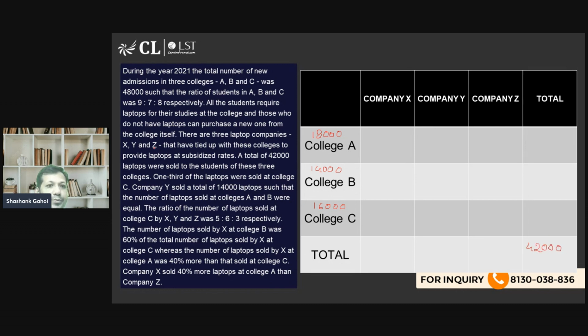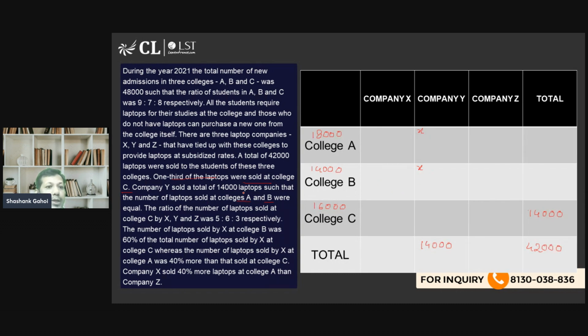Now, one third of the laptops were sold at college C. So one third of 42,000 is going to be 14,000 laptops sold at college C. Company Y sold 14,000 laptops such that the number of laptops sold at A and B are equal. Company Y sold a total of 14,000 laptops, with A and B equal. That is what is given to us.